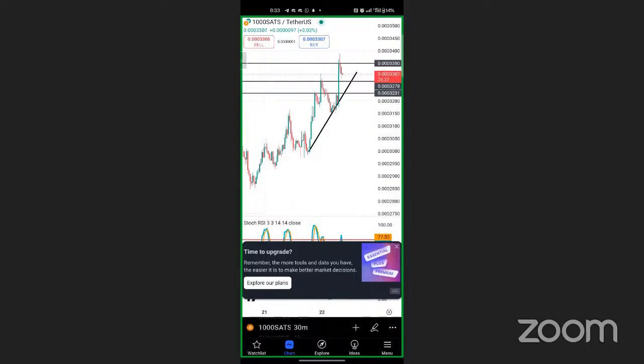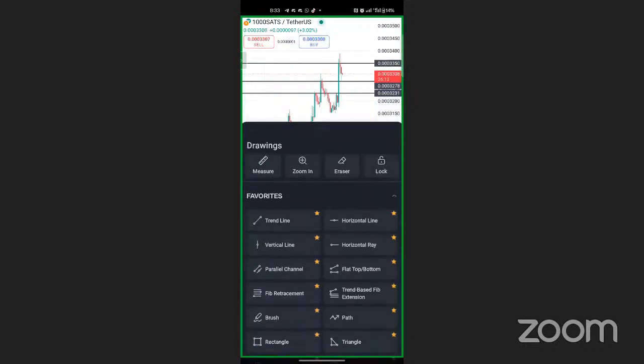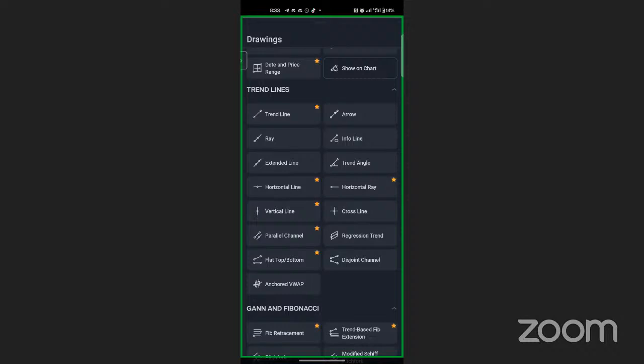Now, we are looking at trend lines and channels. I want to impose a channel on my chart, instead of just drawing a trend line. So I will pick a parallel channel, come here on trend lines, and pick a parallel channel.